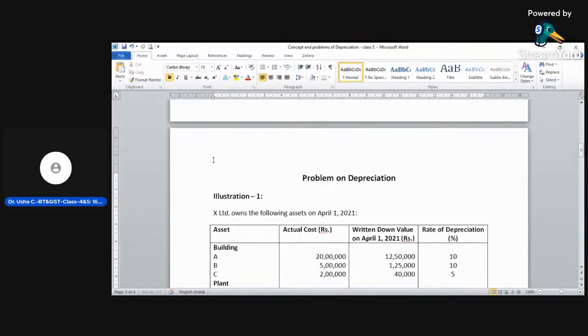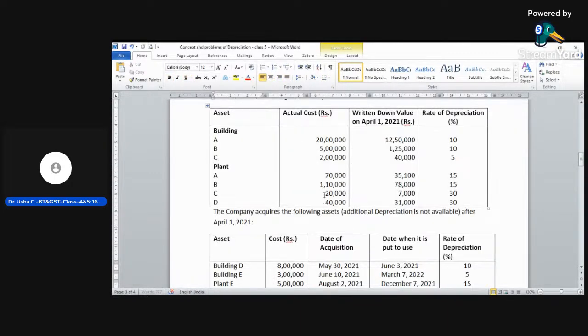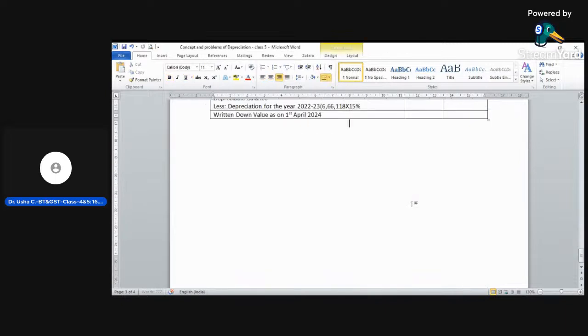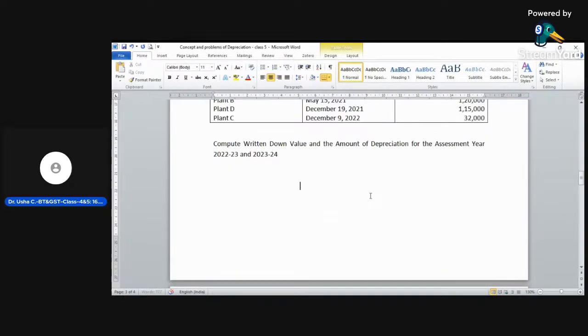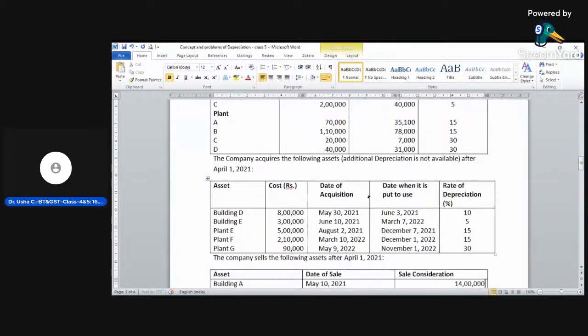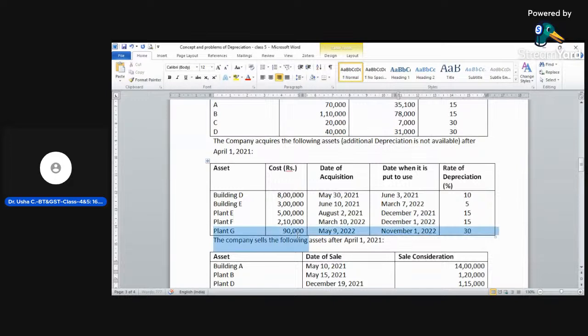So look at here, plants C and D with 30% rate of depreciation, the actual cost is 20,000 and 40,000, whereas the WDV as on 1st April 2021 is 7,000 and 31,000. Take that 7,000 and 31,000. Total is 38,000. Purchases during the year, what are all the assets purchased during the year with respect to block 4? There is one asset purchased during the year, that is plant G. Correct, plant G worth 90,000 is purchased during the year.